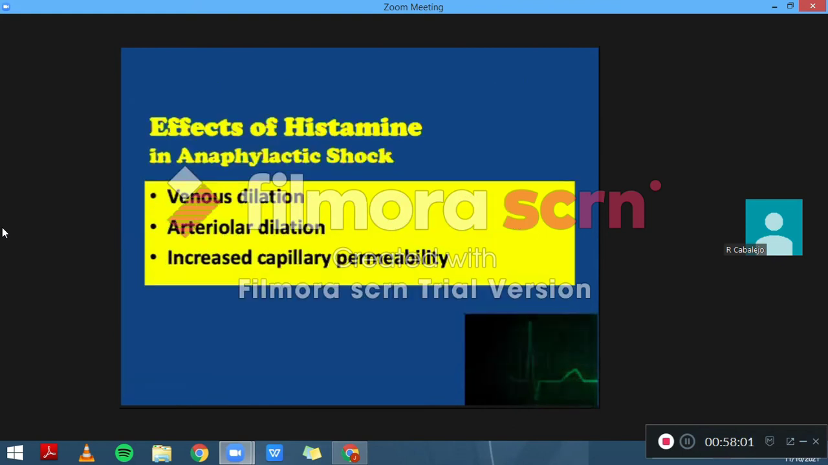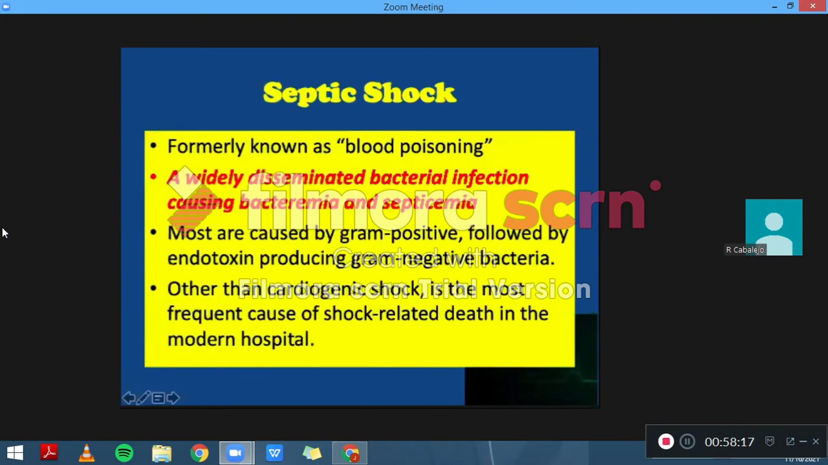The effects of histamine will be widespread venous vasodilatation, arteriolar dilatation, and increased capillary permeability. That's why they develop edema and urticaria, and the face swells right away. So that's basically vasodilatation of the blood vessels, both venous and arterial.